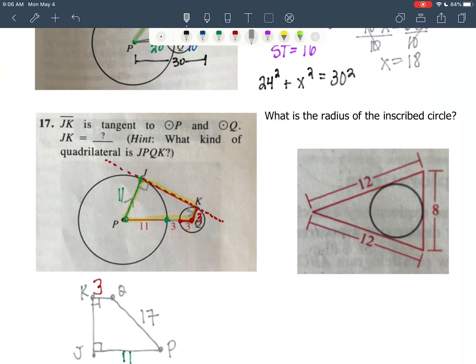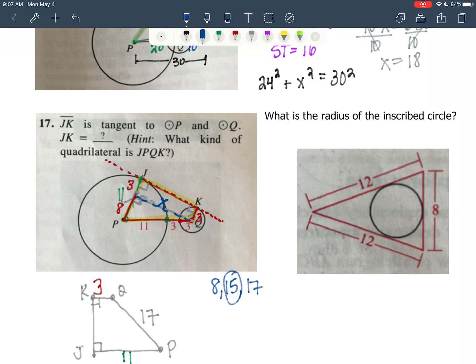I can also draw a parallel auxiliary line right here to create a rectangle, right? So I'm going to have right angles. And if this length is 3, that's going to make this length 8. And then I'm going to have an 8, a 17, an 8 and a 17, and an X. Well, if you know your Pythagorean triples, again, 8, 15, 17 makes that right triangle with 17 being the hypotenuse.